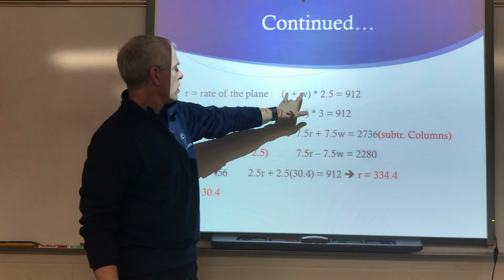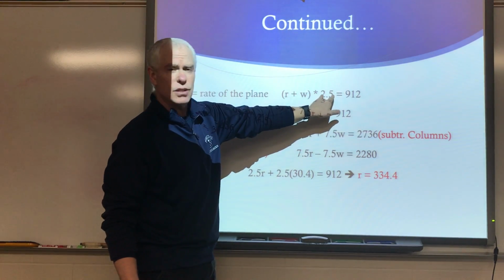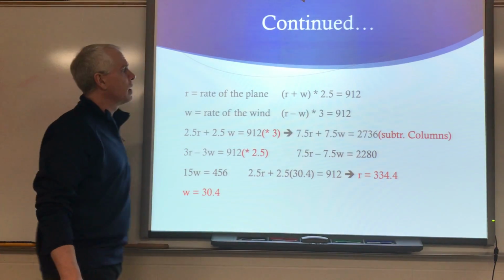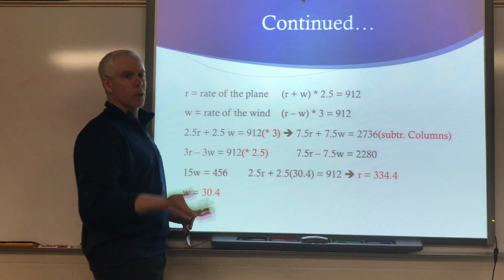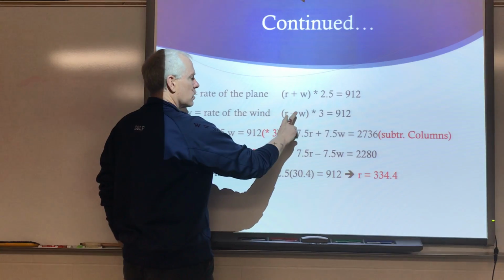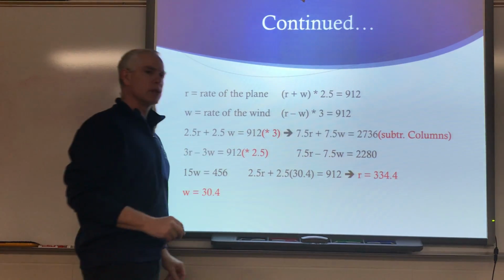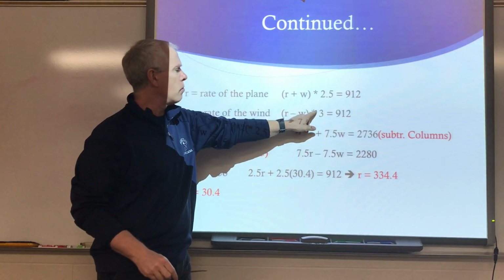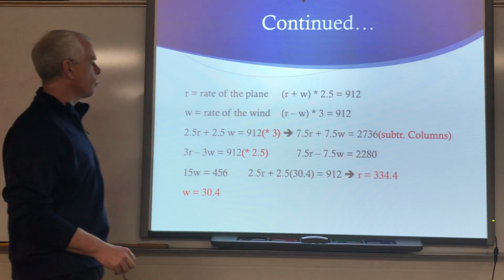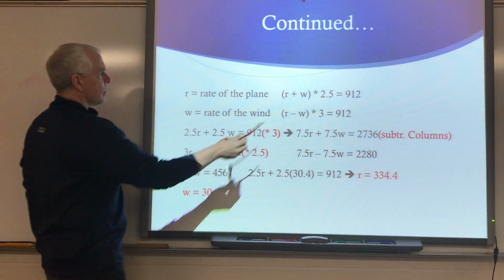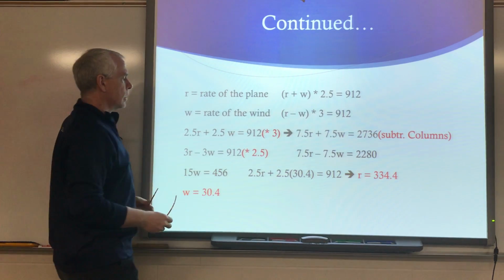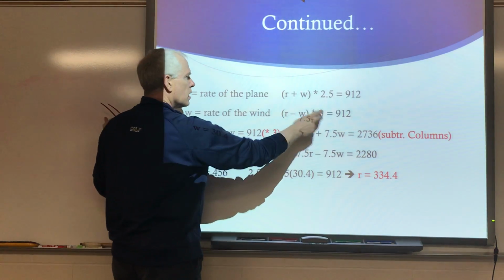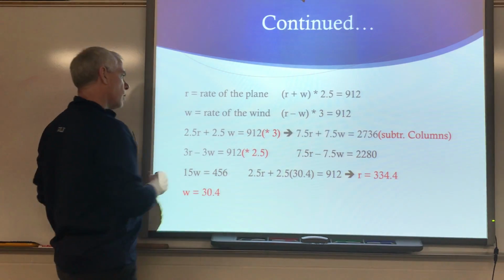So that's your rate times your time, because it took 2.5 hours on the flight there, equals your distance of 912 miles. On the way back, since the wind is pushing against us, you take the rate of the plane minus the wind. So this will be your rate right here, times 3 hours, it took longer to go back, equals that same distance of 912, okay? So let's go ahead and distribute here so that we can get it in standard form. So 2.5r plus 2.5w equals 912. 3r minus 3w equals 912.